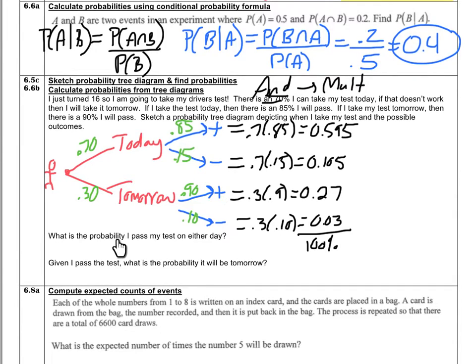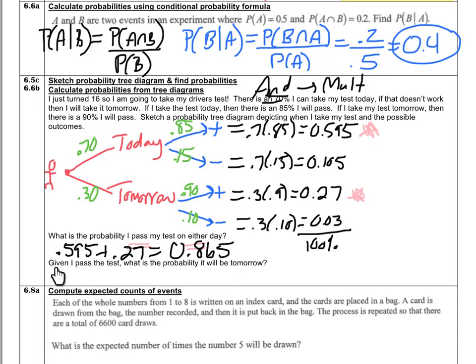So now let's answer our first question. What is the probability that I pass my test on either day? Well, to do this one, you just want to go and find the branches of where I passed my test, and it says either day. So if I did, I would pass my test this day, or I would pass my test this day. Keep in mind, I just said the word or. When it's this or that, you're going to add them together. So here I'm going to add the first probability and that second probability together. When I do that, I end up getting that there's going to be an 86.5% chance I pass my test on either day. So I'm pretty happy about that.